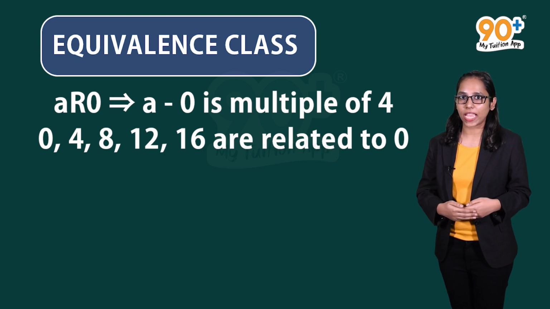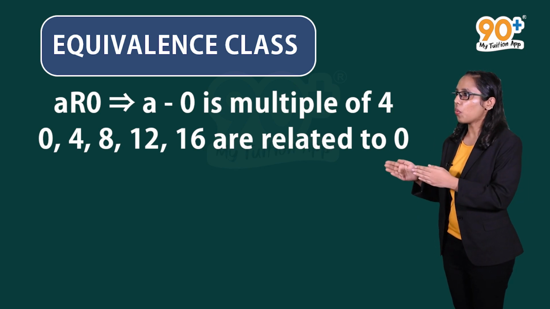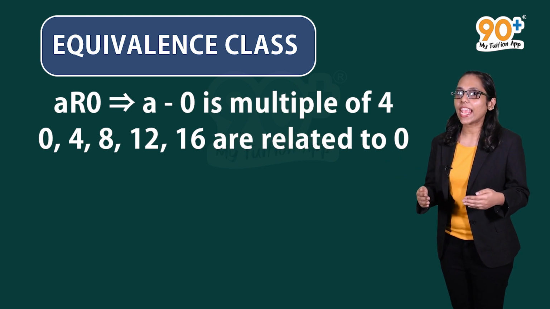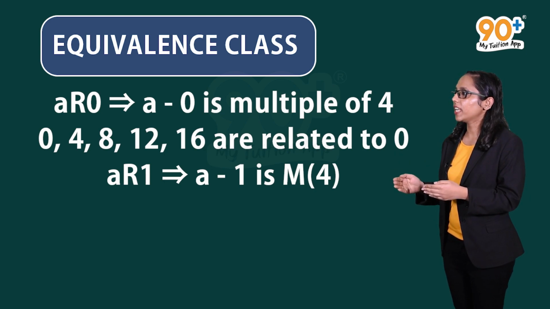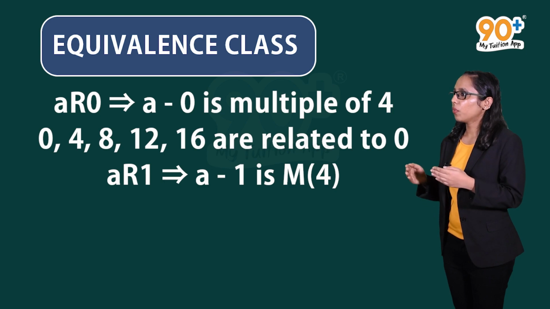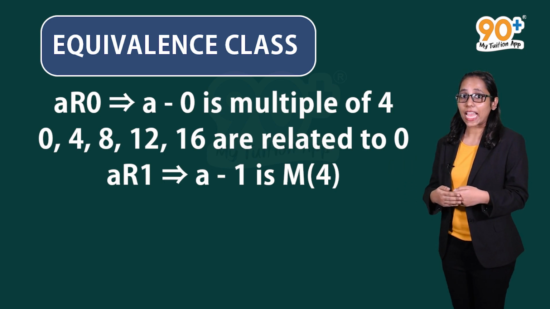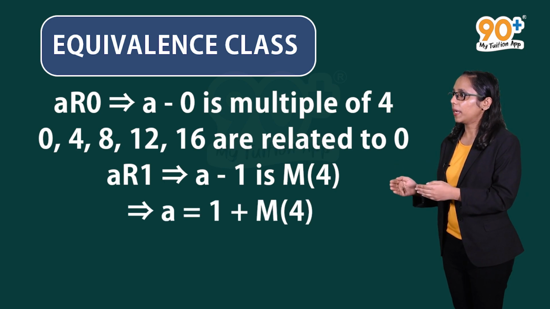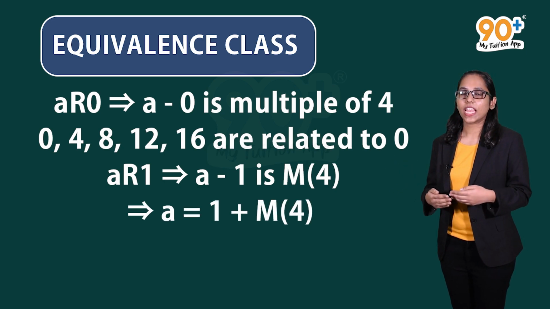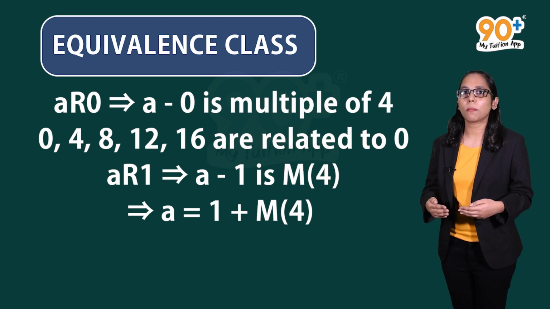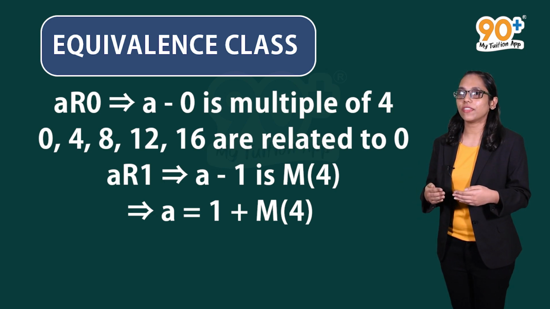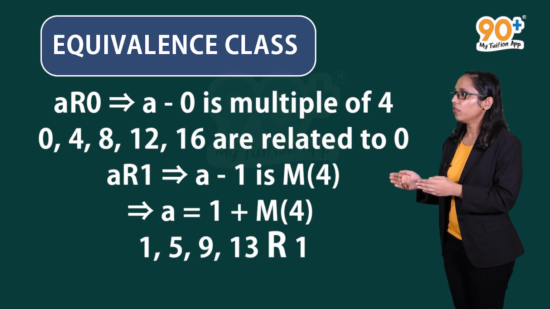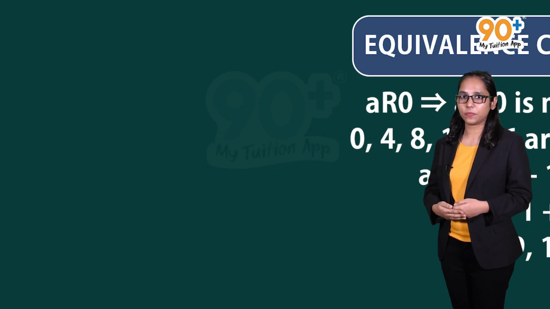Now let's check for the elements that are related to 1. That is, A is related to 1, which implies that A minus 1 is a multiple of 4. That is, A equals 1 plus a multiple of 4. That is, adding 1 to the multiples of 4, we will get A. That is, we will get 1, 5, 9 and 13.